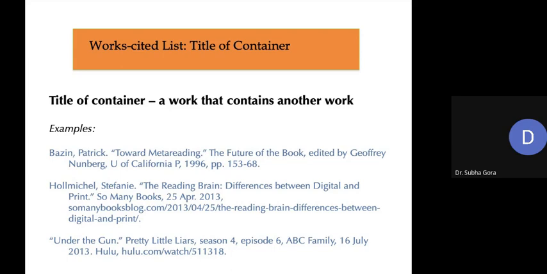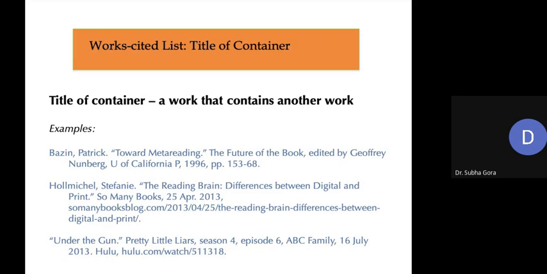Now, what if it's the title of the container? What is a container in the first place? A container is nothing but a work that contains other work. Containers are larger wholes in which the source is located. For example, periodicals, they are numbered, right? So one particular period, or anthologies, or websites, TV series, podcast series, exhibits. Okay. So for example, you want to cite a poem that is listed in a collection of poems. The individual poem which you are quoting would become the source, and the collection of poems would become the container.